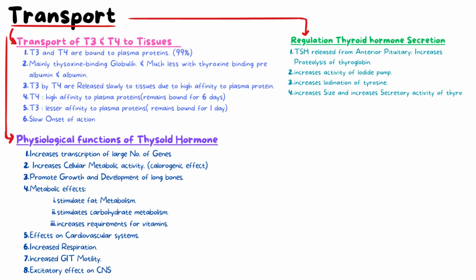It is also regulated by the feedback effect, which decreases the secretion of TSH from the anterior pituitary gland. This depends on the level of thyroid hormones in the blood.